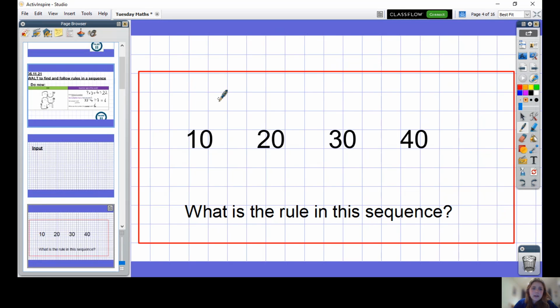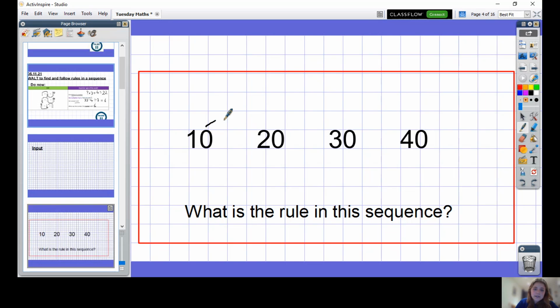The first example we're going to look at, you'll see, has a red box around the outside. When you can see the red box, that means it's an example that I'm going to be showing you. And when you see a green box, which we'll see on the next one, it's one where you're going to pause the video and have a go for yourself. This one has the red box, so you're going to first watch me solve this question here. My question says, what is the rule in this sequence? I can see my simple sequence of 10, 20, 30, 40.